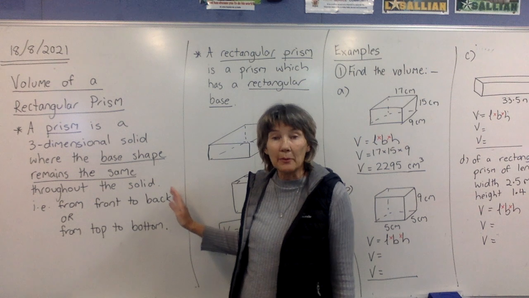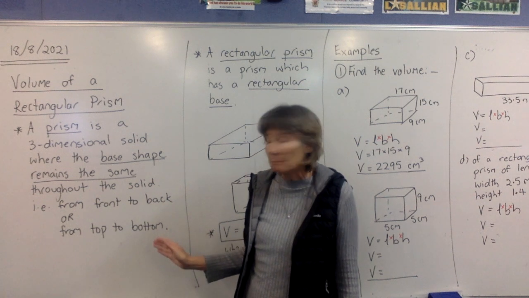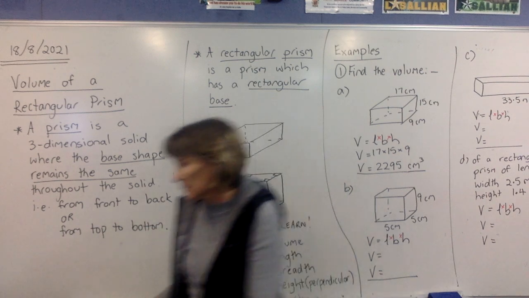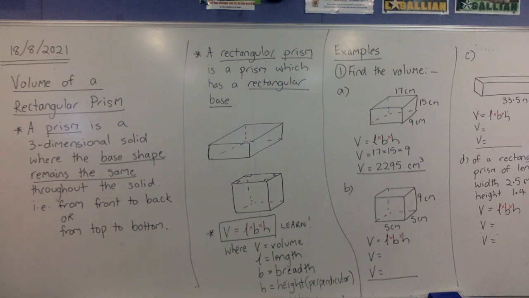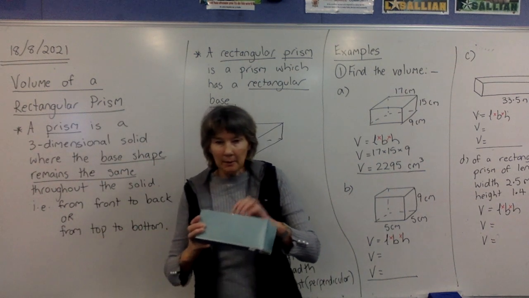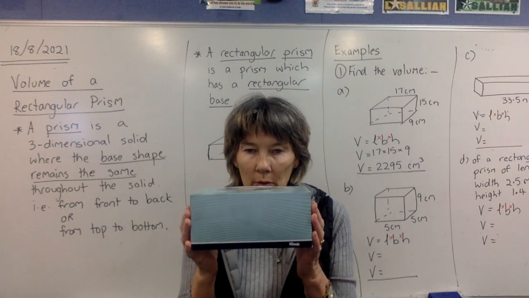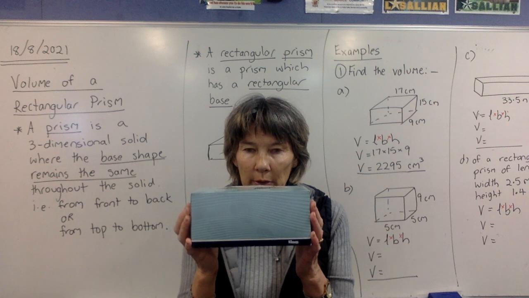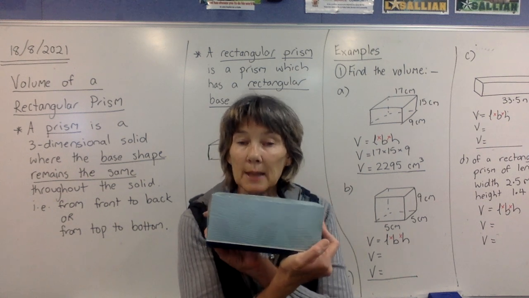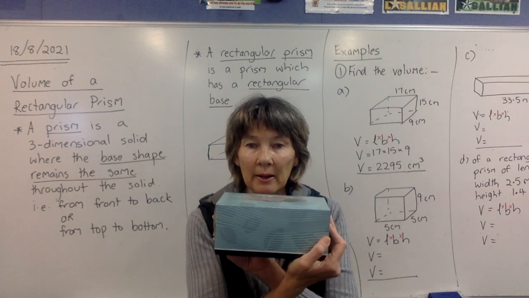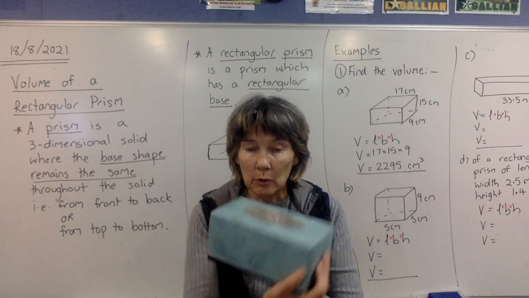Okay, so it goes from front to back, it stays the same, or from top to bottom, it stays the same. Okay, so if we have a look at this tissue box here, that front face there is a rectangle. And if we turn it around and look at the back face, it's exactly the same rectangle. So from front right through to back, you have the exact same rectangle.